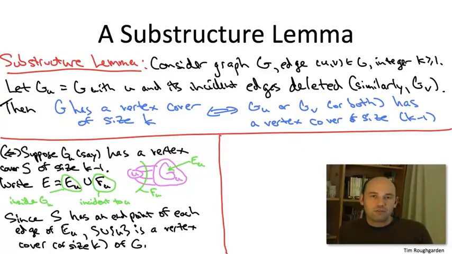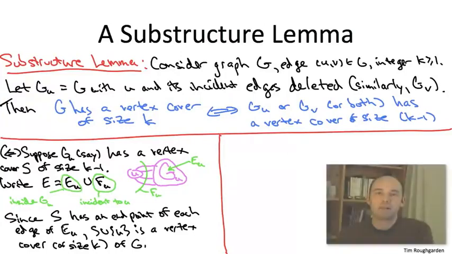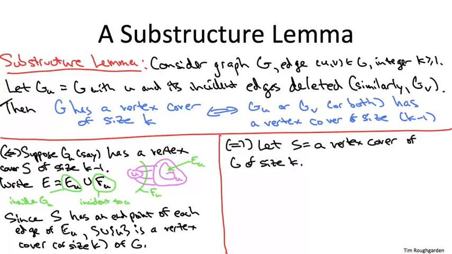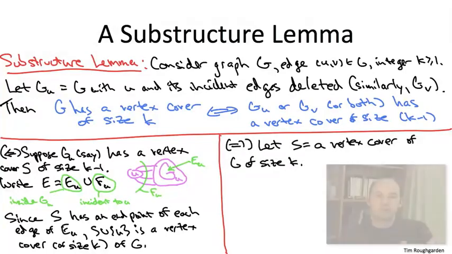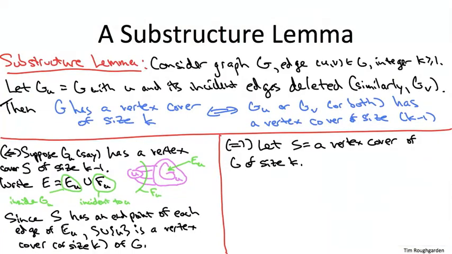So what about the other direction of the substructure lemma? Now we assume that the original graph G does in fact have a vertex cover of size only K, and we show that has to be reflected in one of these two subgraphs. Either G_U or G_V must itself have a small vertex cover, size only K-1. Let's let capital S denote this small vertex cover of the original graph G. So S has K vertices, and every edge has at least one of its endpoints represented among this set. In particular, the edge UV that we singled out at the beginning, one of its endpoints, either U or V, maybe both, but certainly one of them has to be in the set capital S. Let's say U is in S.